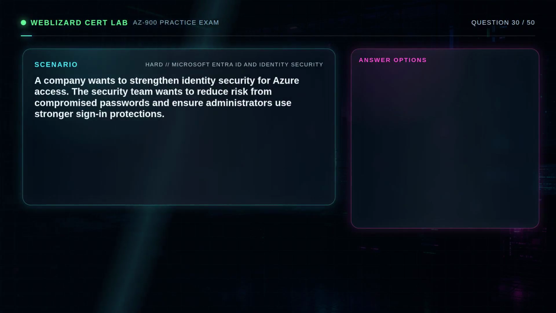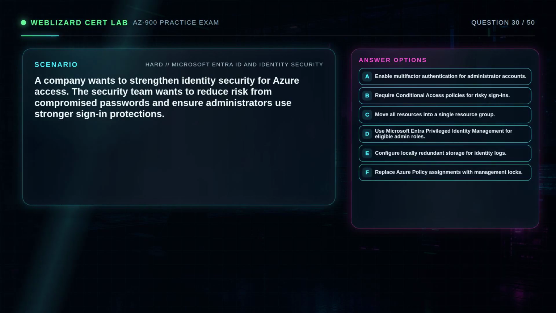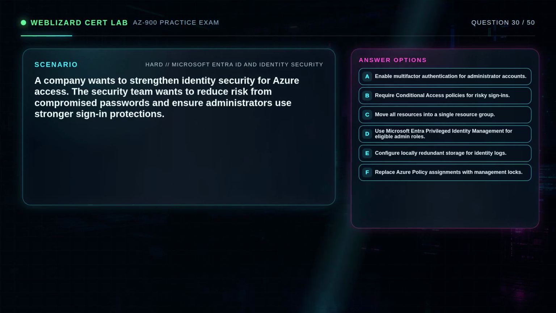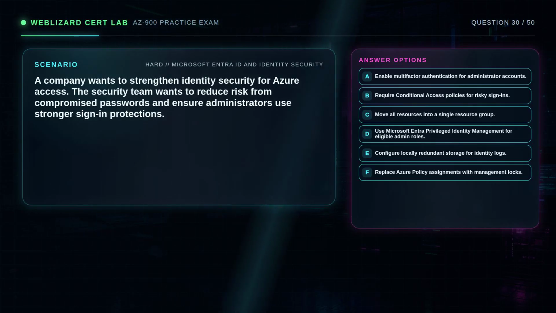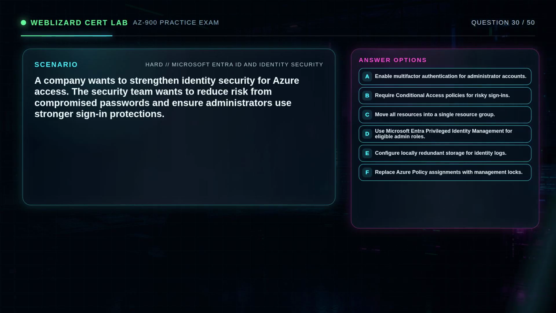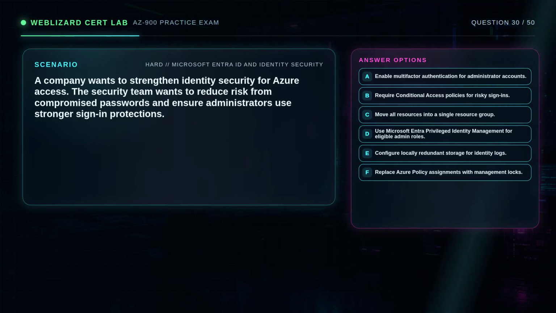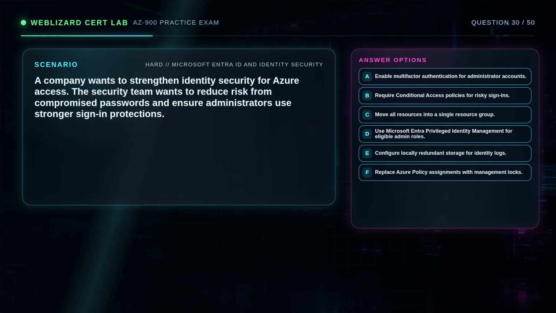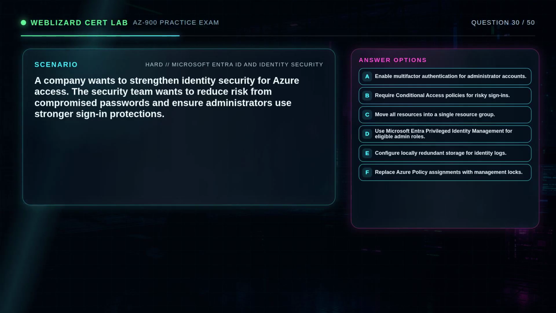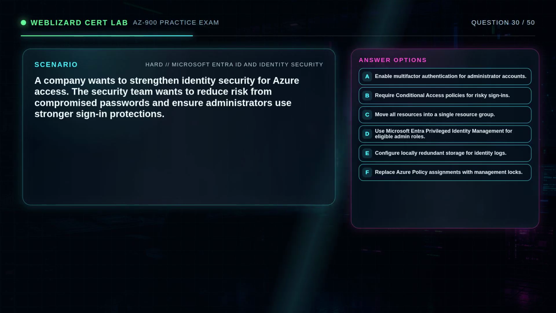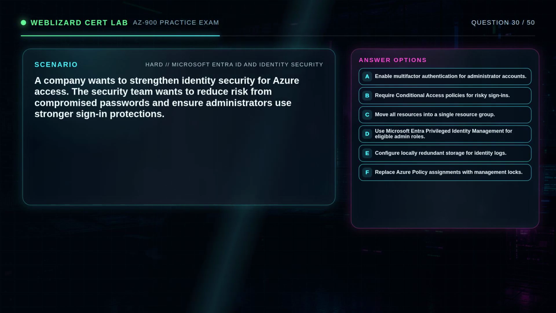Question 30. A company wants to strengthen identity security for Azure access. The security team wants to reduce risk from compromised passwords and ensure administrators use stronger sign-in protections. A. Enable multi-factor authentication for administrator accounts. B. Require conditional access policies for risky sign-ins. C. Move all resources into a single resource group. D. Use Microsoft Entra Privileged Identity Management for eligible admin roles. E. Configure locally redundant storage for identity logs. F. Replace Azure Policy assignments with management locks.